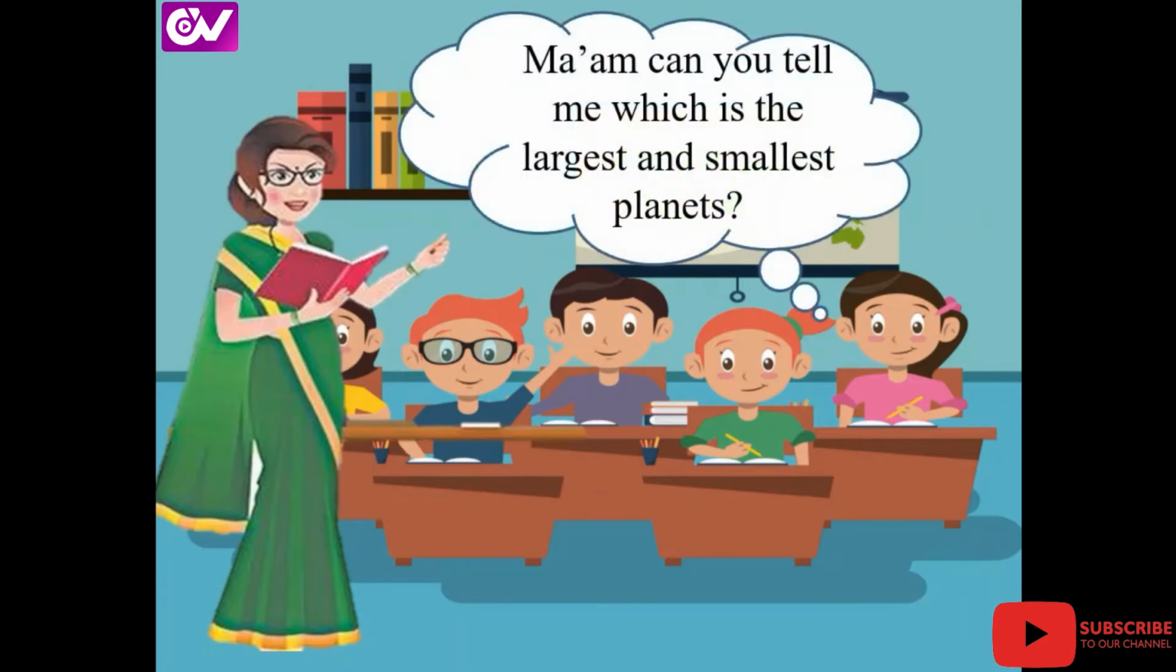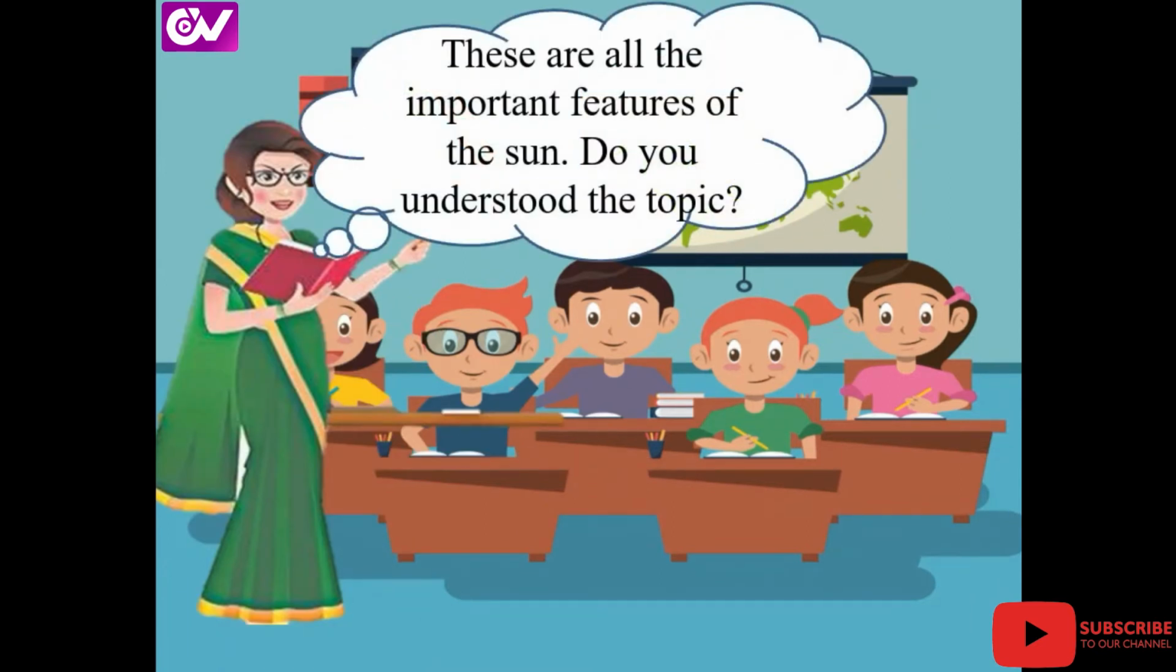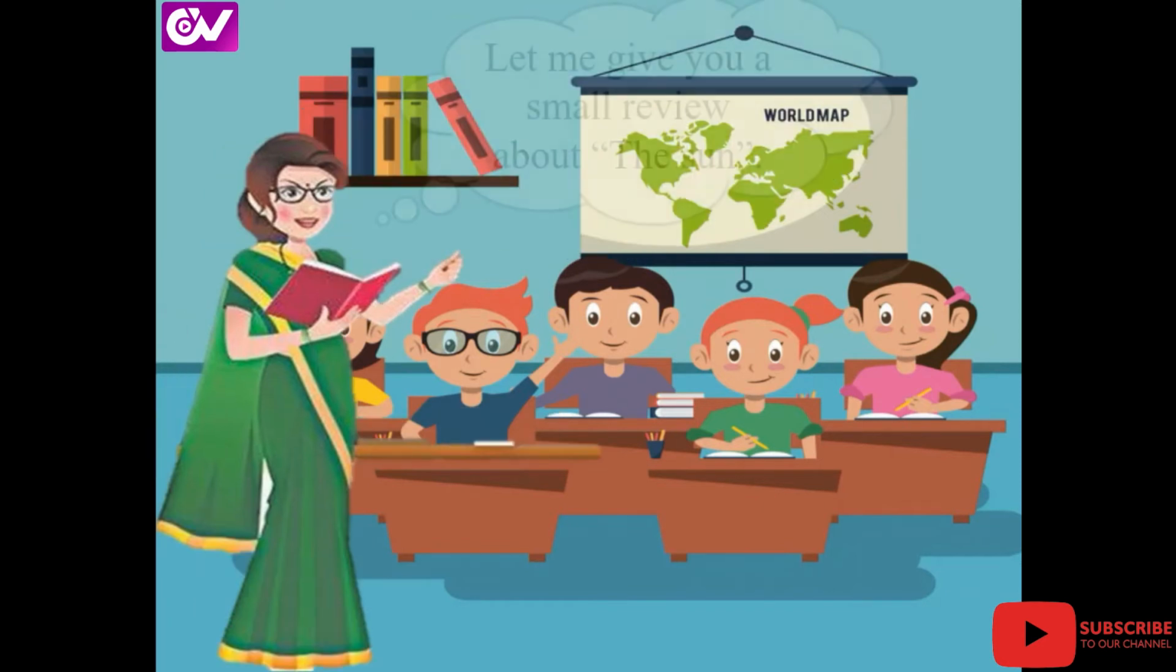Ma'am, can you tell me which is the largest and smallest planet? Children, do you know? Okay, let me tell you. Yes, dear. Jupiter is the largest planet and Mercury is the smallest planet. These are all the important features of the sun. Do you understand the topic, children?